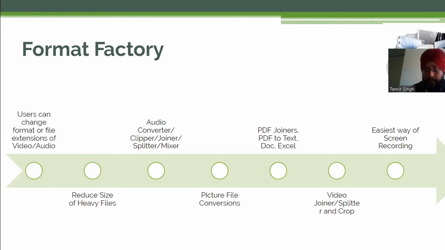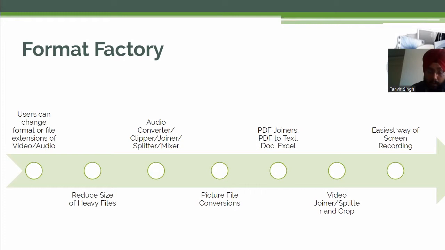And apart from that, you can also reduce the size of heavy files. Suppose your video is 1 hour long or 2 hours long, and it goes to 1 GB. It will give you an option to save in lesser sizes also. You can download it in the form of 200 MB or 300 MB. So you have the option to reduce the size. And you can also have an audio converter, clipper, joiner, splitter, mixer. All these options are available. So that's why it has the name Format Factory, for all the formatting tools.